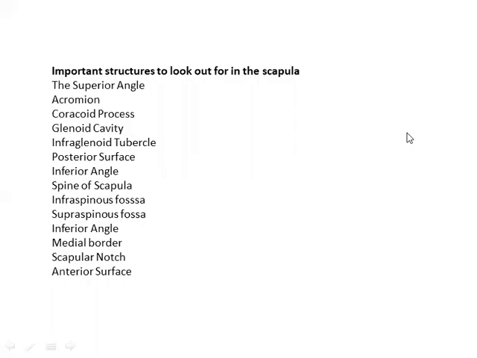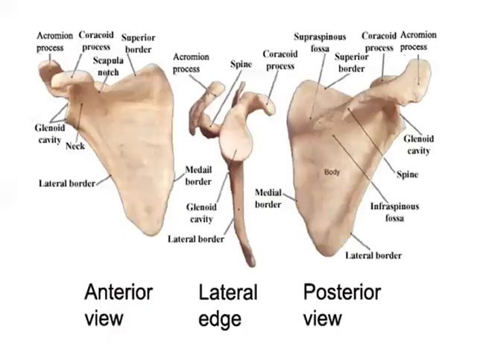Now, important structures to look out for in the scapula are the superior angle, acromion, coracoid process, glenoid cavity, infraglenoid tubercle, posterior surface, inferior surface, inferior angle, spine of scapula, infraspinous fossa, supraspinous fossa, medial border, scapular notch, and anterior surface. We will discuss all these parts separately. This is the anterior view of the scapula, this is the lateral view, and this is the posterior view.